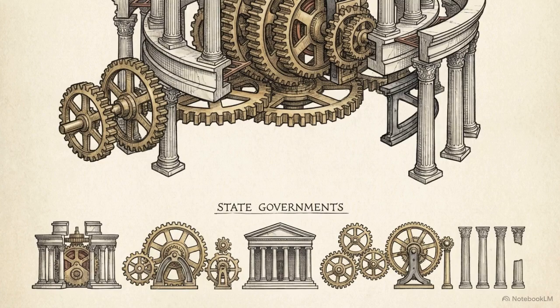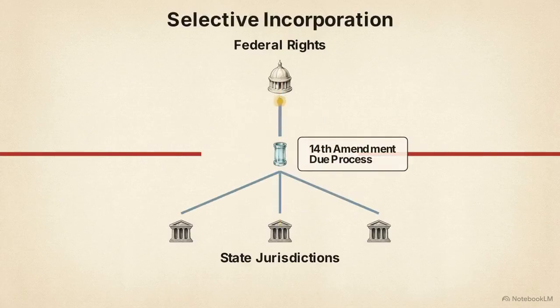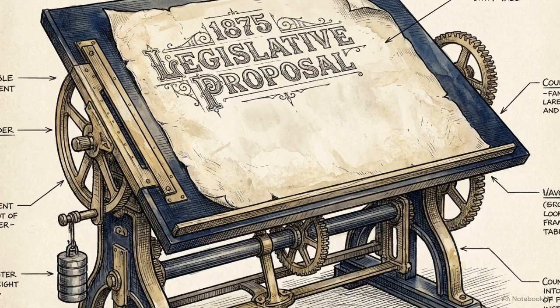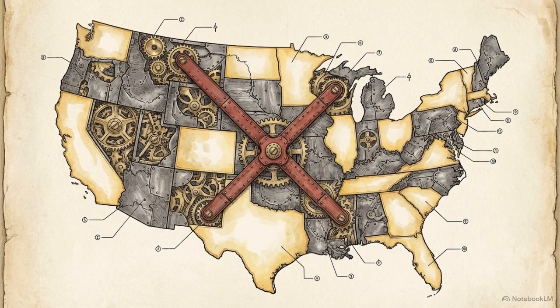Even after the 14th Amendment was ratified, the Supreme Court initially maintained that the Bill of Rights did not apply to state governments. This obstacle was cleared by selective incorporation. This doctrine uses the 14th Amendment's Due Process Clause to systematically pull federal rights into state jurisdictions. Before the courts adopted this path, lawmakers tried a legislative approach with the 1875 Blaine Amendment. It attempted to apply a single part of the Bill of Rights, the First Amendment's ban on religious establishment, to the states. While the federal amendment failed, 36 states adopted their own versions, providing an early, narrow model for linking federal standards to state law.